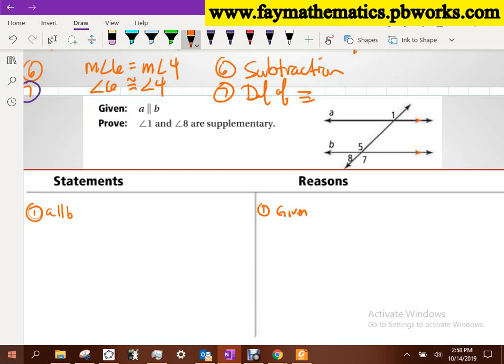What could you tell me? Just choose some angles over there and tell me some relationships about angles that you might know. 8 and 5 are supplementary. Okay, so angle 8 and angle 5 are supplementary. Why? Well, that's what supplementary means. They're a linear pair.